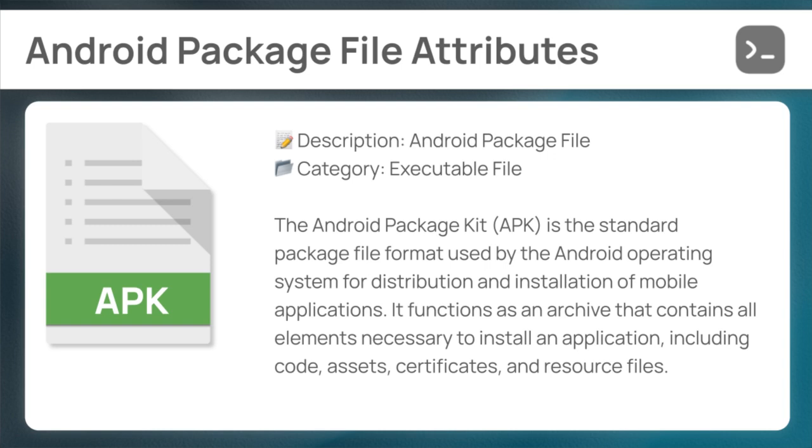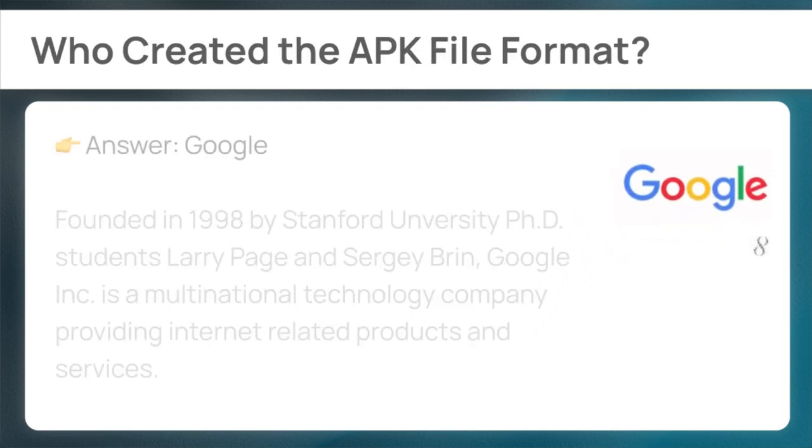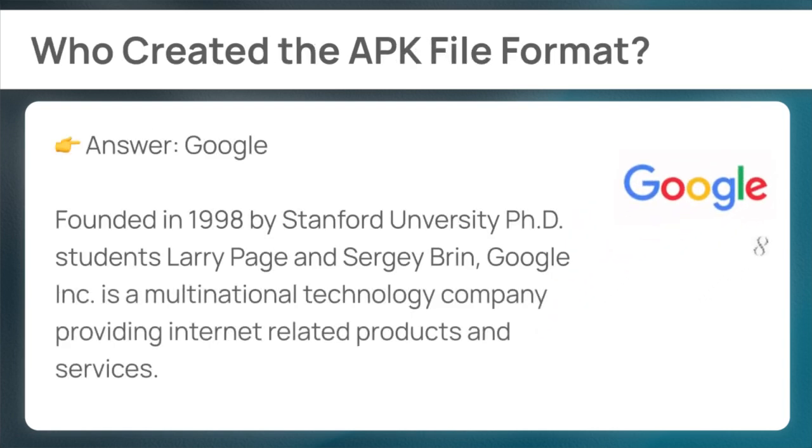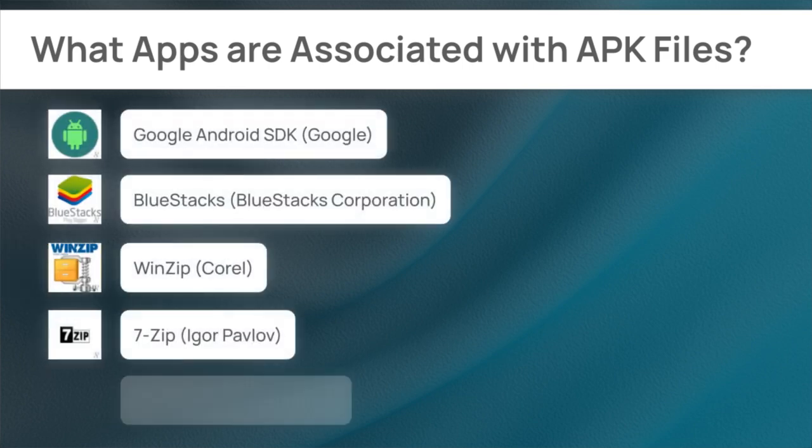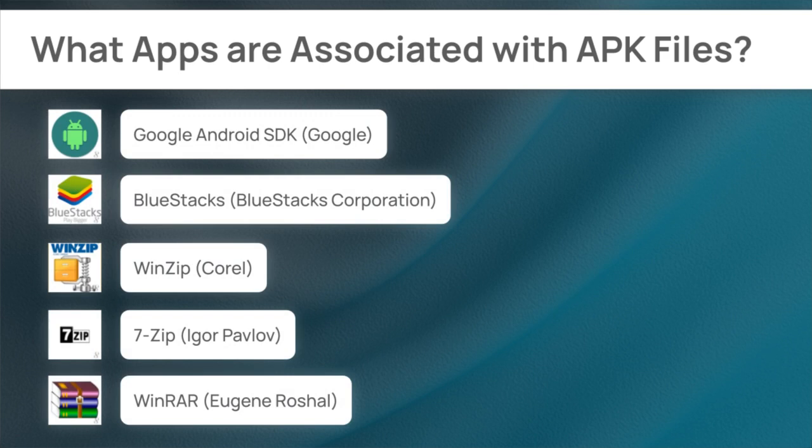It functions as an archive that contains all elements necessary to install an application, including code, assets, certificates, and resource files. Developed by Google for the Android platform, the format is based on the zip archive structure, but requires a manifest file and a cryptographic signature. This signature is critical. It ensures the file's integrity and verifies the developer, allowing the Android system to install the app securely. The recommended application from Google for handling APK is unequivocally Google Android SDK.